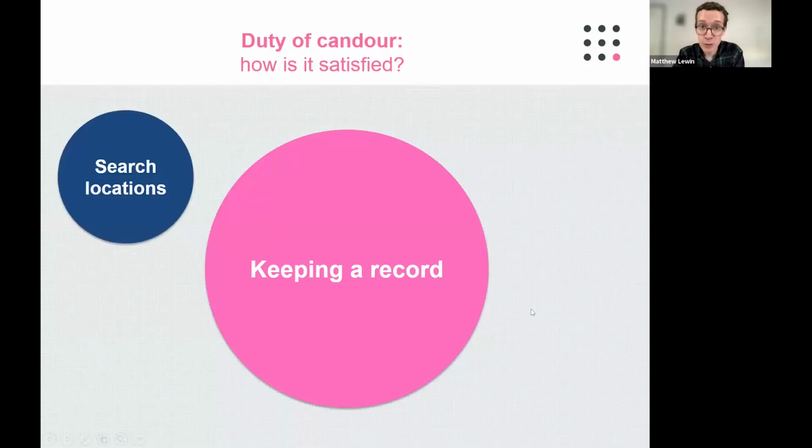Obviously, it needs to include what locations were considered for searching, what searches were carried out. Just waiting for the second bubble to appear.